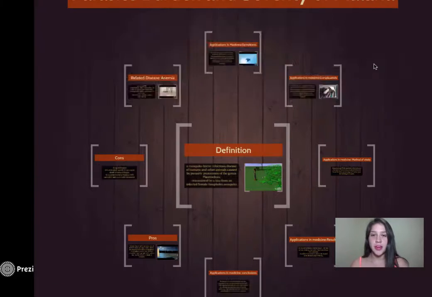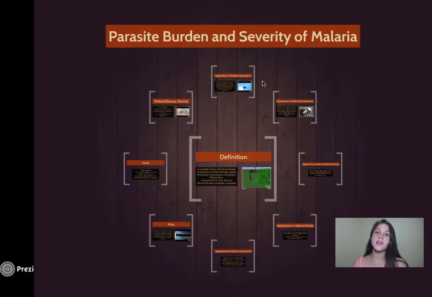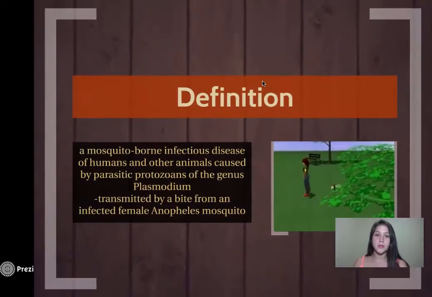Hi, my name is Sofia Correa, and the topic of the day is parasite burden and severity of malaria in children that are in Tanzania. We're going to start with the definition.